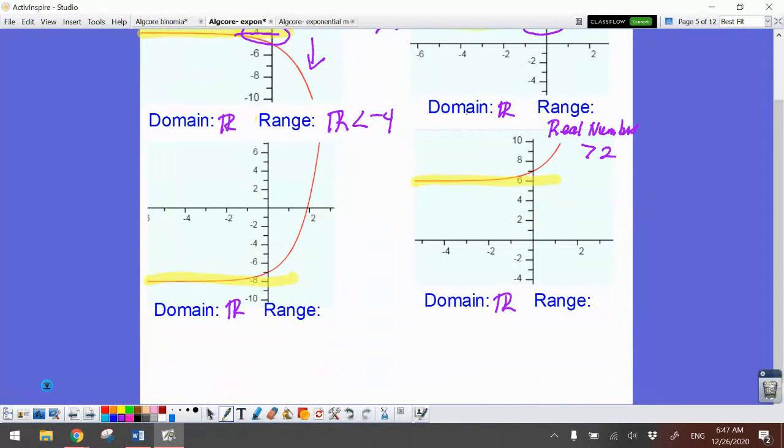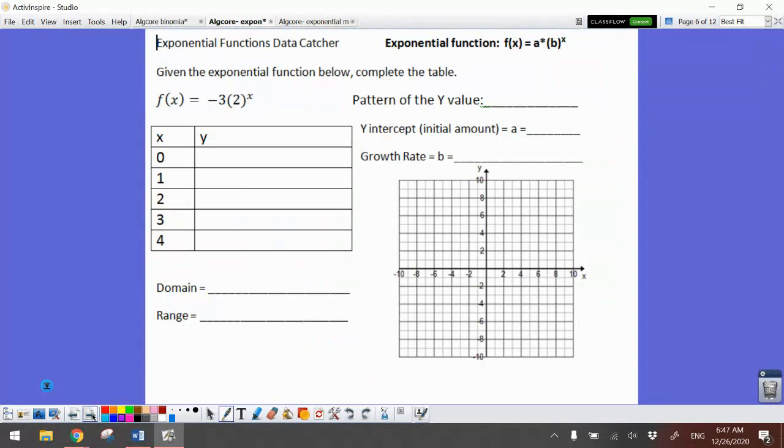Okay, let's see how you did. This first one is going to be real numbers again. And it's going up, so I know it's greater than. Where is it crossing? It's crossing at -8. Okay, it's crossing at -8. So that is where my data starts. It starts at -8 and goes up. Range on this next one, it's above -6. Above -6.